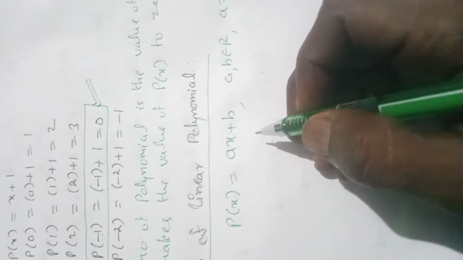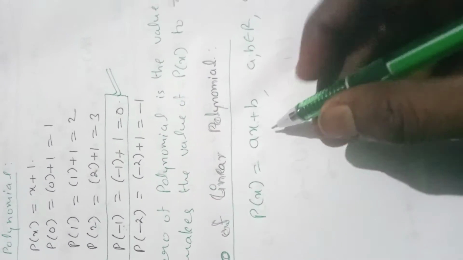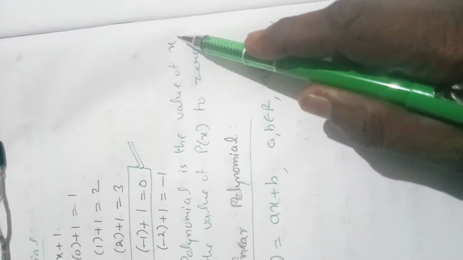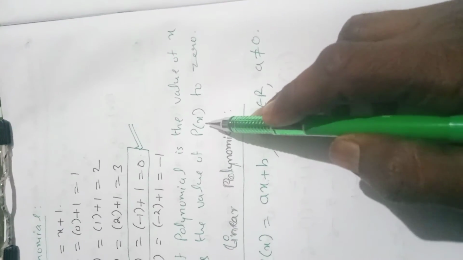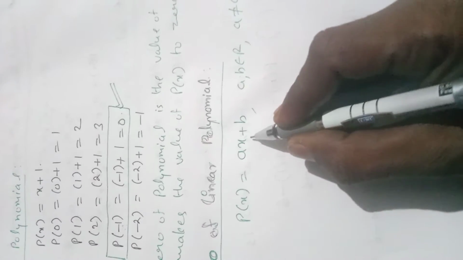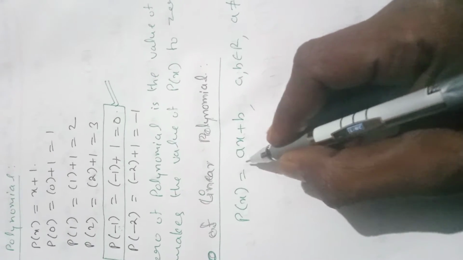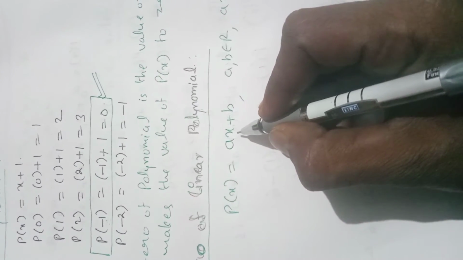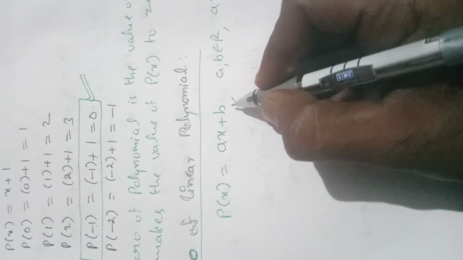Now what I am doing here, look here carefully. So I want to find the 0 of this polynomial. Already we know that the 0 of the polynomial is the value of x which makes the value of p of x to 0. So in order to find the 0 of this polynomial, first you need to equate the whole value of the polynomial to 0, such that you need to find the value of x. You need to solve it.